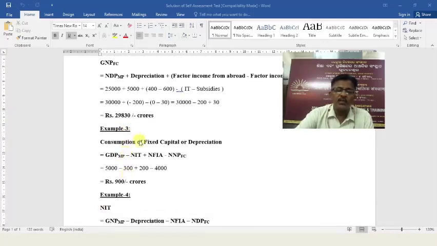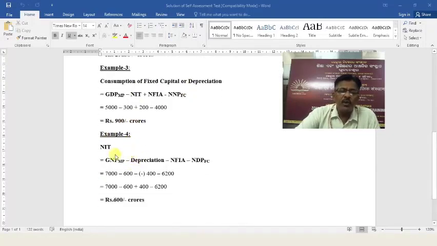In example number 3, consumption of fixed capital or depreciation is to be found out. So how to find out the depreciation? Gross domestic product at market price has been given in the example. Then you deduct the NIT from that. So GDP at market price minus NIT gives GDP at factor cost, plus NFIA. So what will be here? GNP at factor cost. Then minus NNP at factor cost, which is given in the example. So GNP at factor cost minus NNP at factor cost, gross minus net, would be depreciation. Okay, 900 crore.